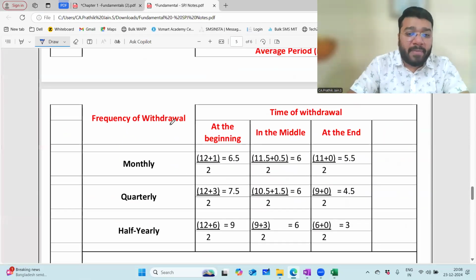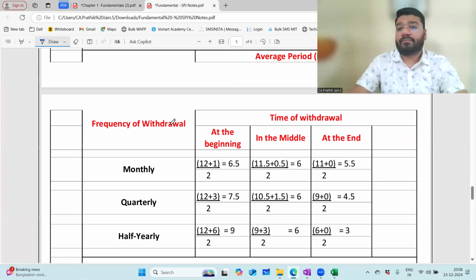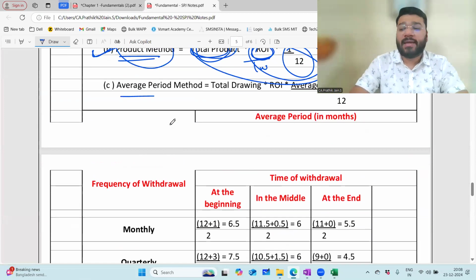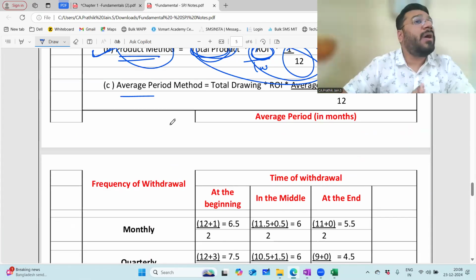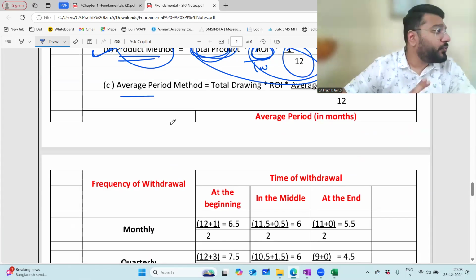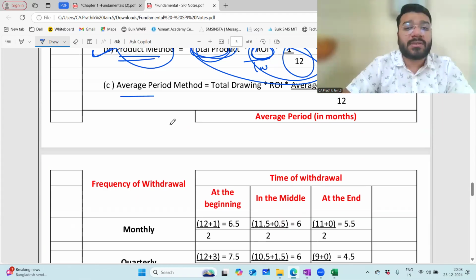You remember I gave you this format in the textbook. Yes, sir. I shared a separate PDF to all of you in the group. The same thing I've incorporated in your notes also. So you don't have to refer to a separate PDF. This note is good enough.